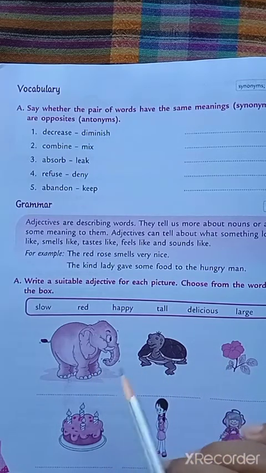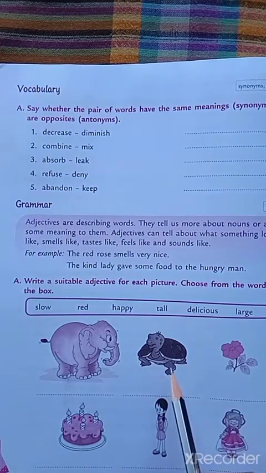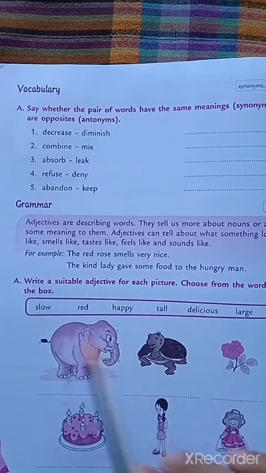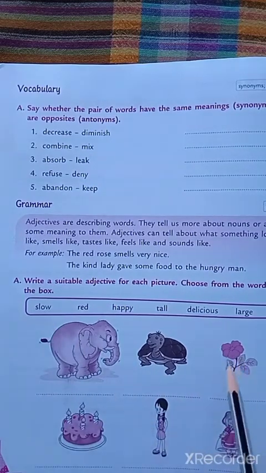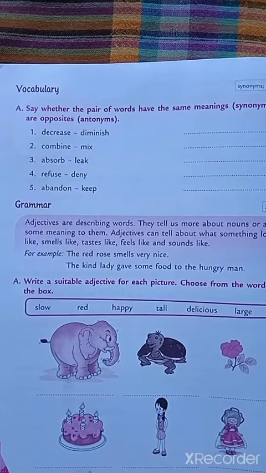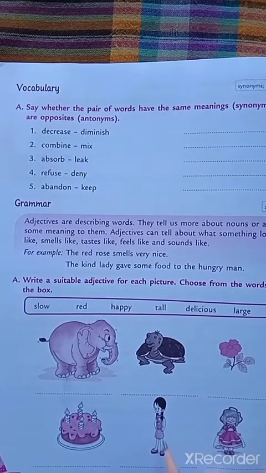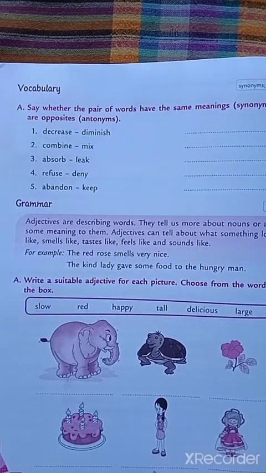large. Then tortoise. Tortoise is very slow. You have to write slow. Then this is a rose, and it is red, so you have to write red here. Then this is a cake. Whenever we taste the cake, it feels very delicious, so you have to write delicious here. Then this is a doll, you have to write here doll. Then this doll looks very happy, so we have to write happy here.